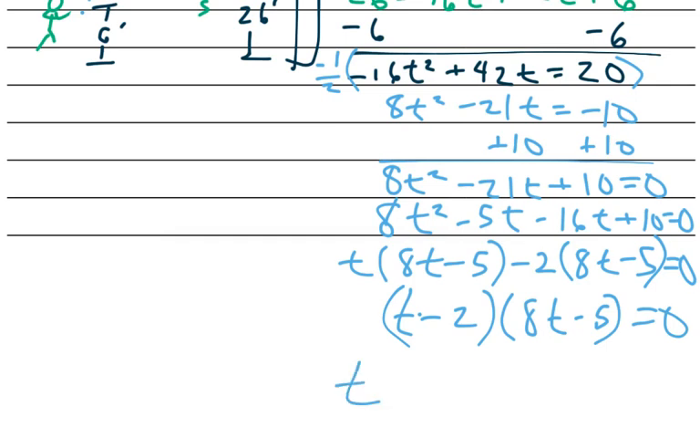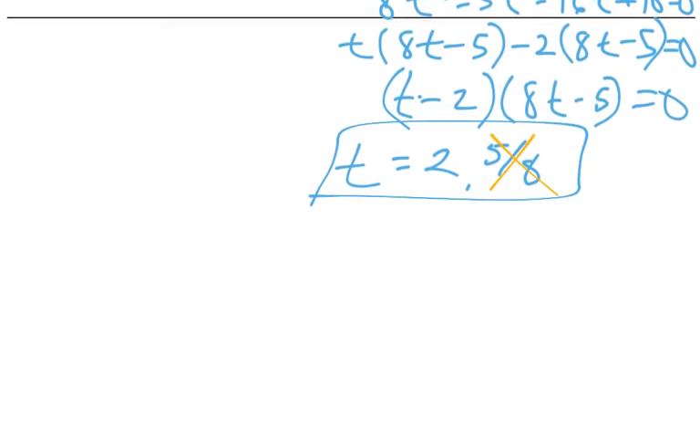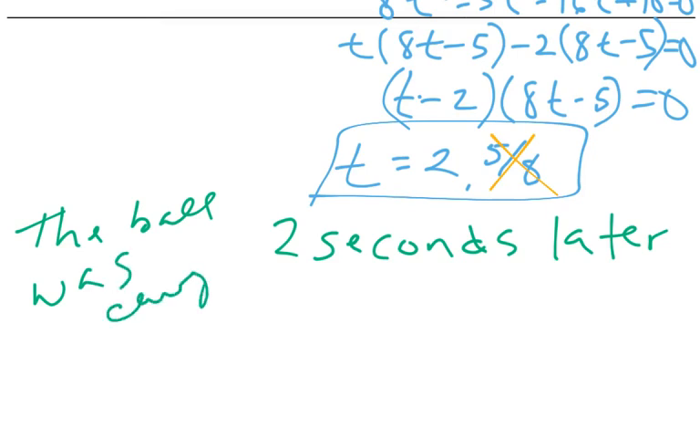And this means that at 2 times, one where it's 2 seconds later, and another where it's 5/8 of a second later, these are 2 different locations where the height was 26 feet. But since it was talking about the way down, we would cross this out and then say 2 seconds later. And it's probably a good idea to say the ball was caught 2 seconds later, because that's a very specific way of finalizing the problem.